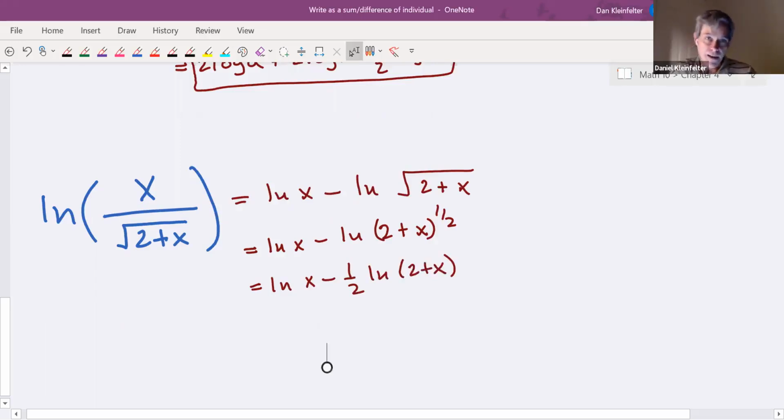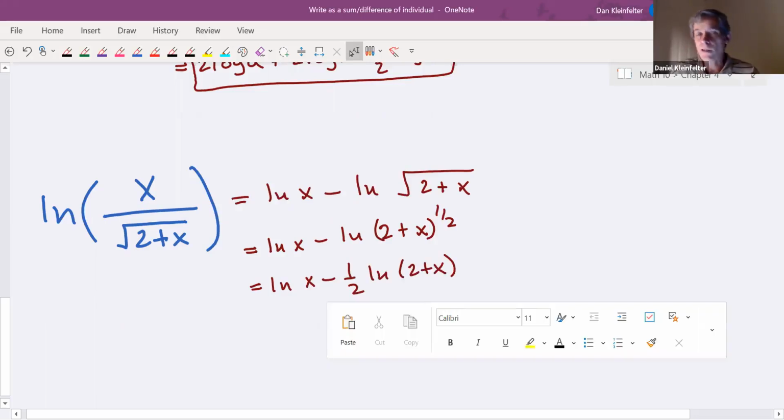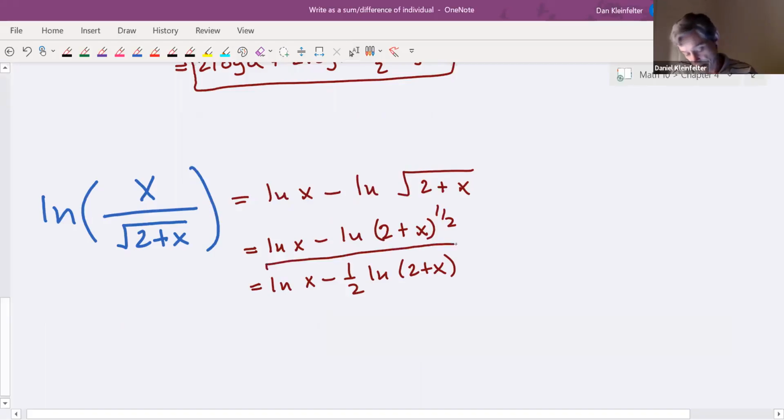And then you're going to stop. Okay, it's not natural log 2 plus natural log x. There's no rule about the log of a sum. So you're going to have to stop right there.